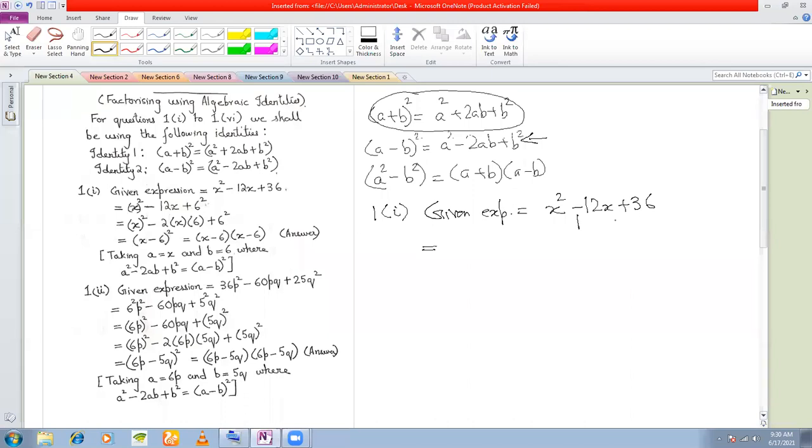Because I see that x square is a perfect square, because x square can be written as this. 36 is a perfect square. This can be written as 6 square. So we are getting our a square here and we are getting our b square here. What is missing in between? Minus 2ab is missing, right?